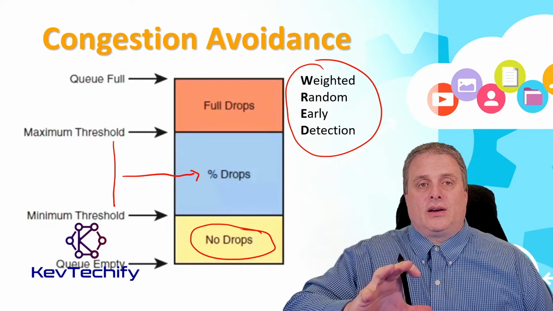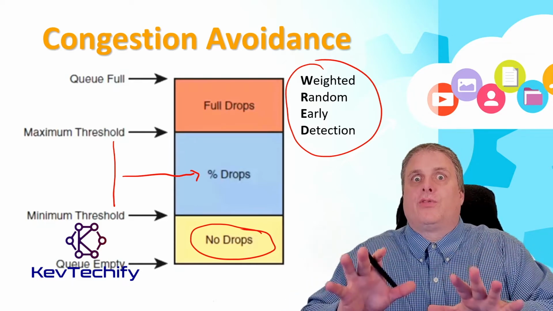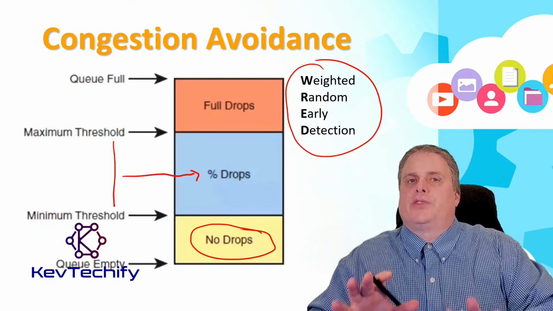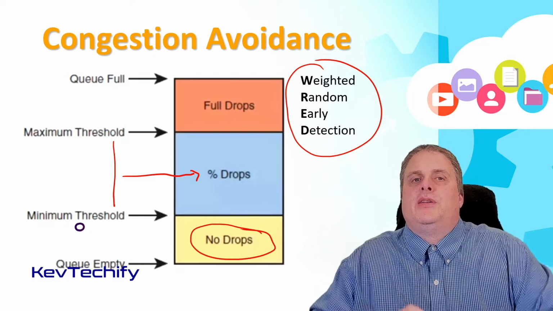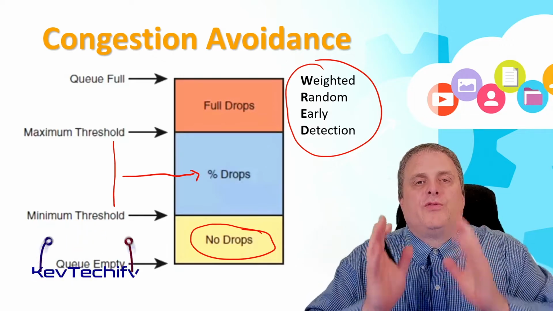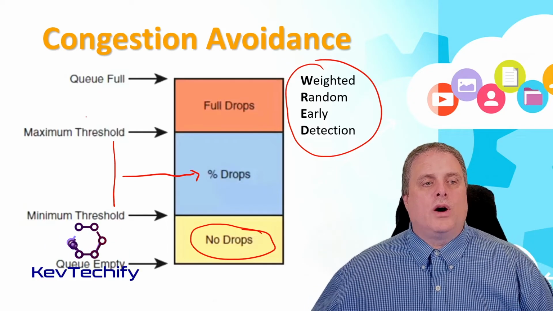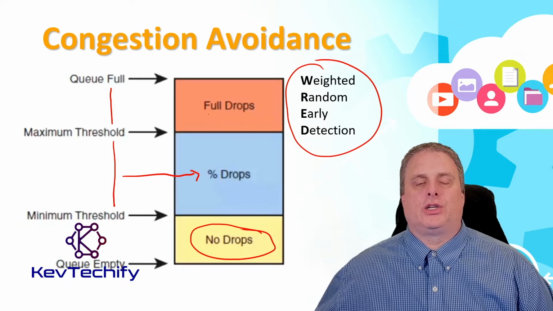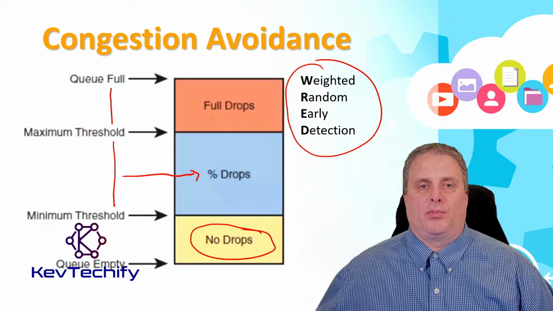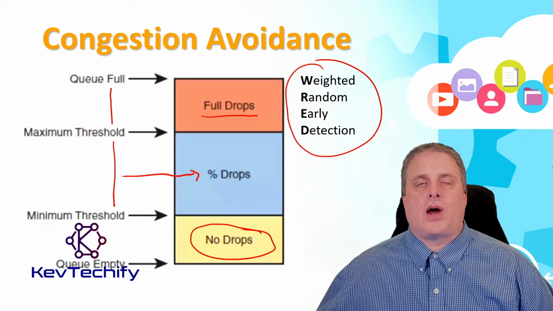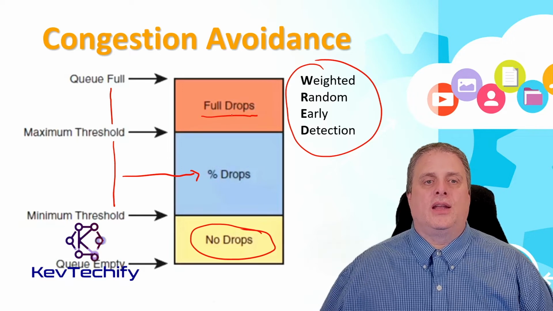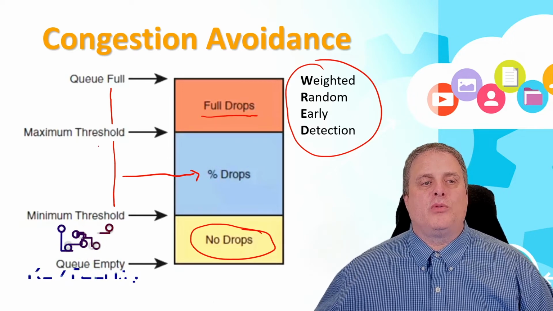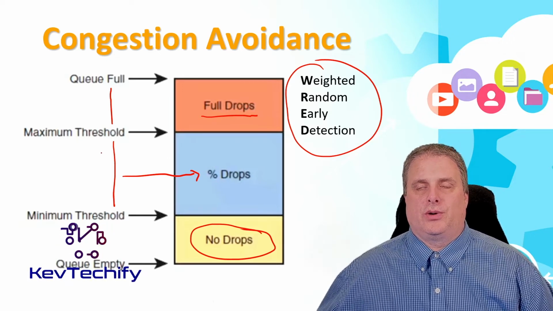When you're in there, it's like we're starting to get full, you're starting to worry a little bit, so let's start dropping some stuff, just looking to avoid that congestion. Once you break that maximum threshold, we're going to start dropping just about everything at that point. We are going to drop everything we can to get us down below this maximum threshold.